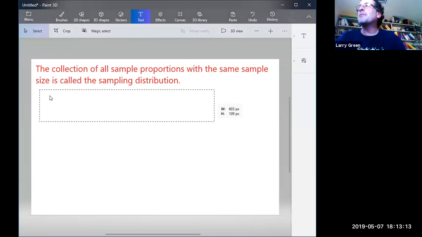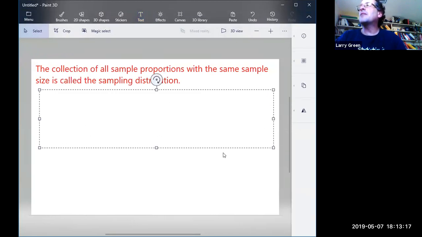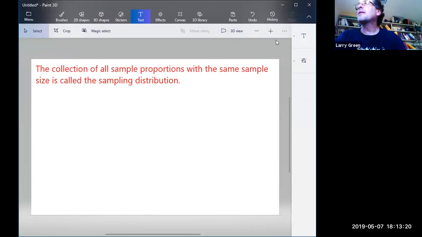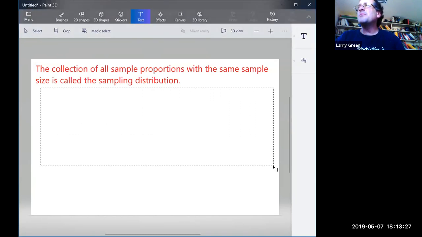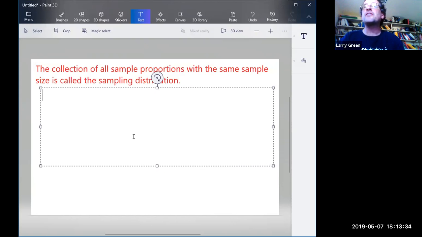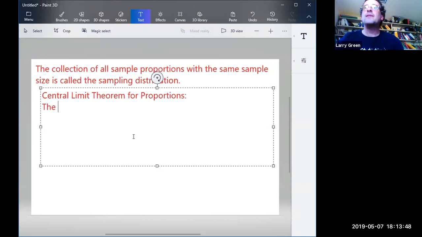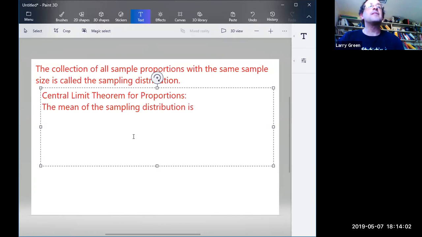Okay, now comes the big theorem. What we want to do is say, what is the mean and what is the standard deviation for this sampling distribution? And this is called the central limit theorem for proportions. What it says is that the mean of the sampling distribution is the same as the population mean.